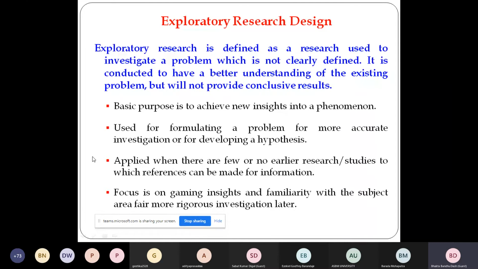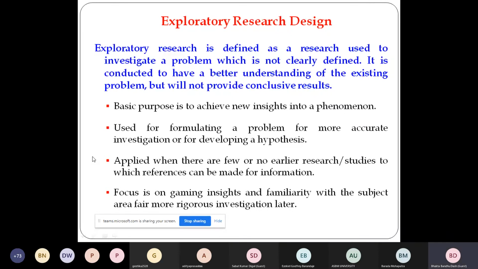Don't you think that in your research you are using exploratory research? The conceptualization, the drawing of the rationale of the study, it's nothing but exploration. It is applied when there are few or no earlier researches to which references can be made for information. So considering this ontological and epistemological base, you identify some unique area, an unidentified, untouched element which you want to explore.